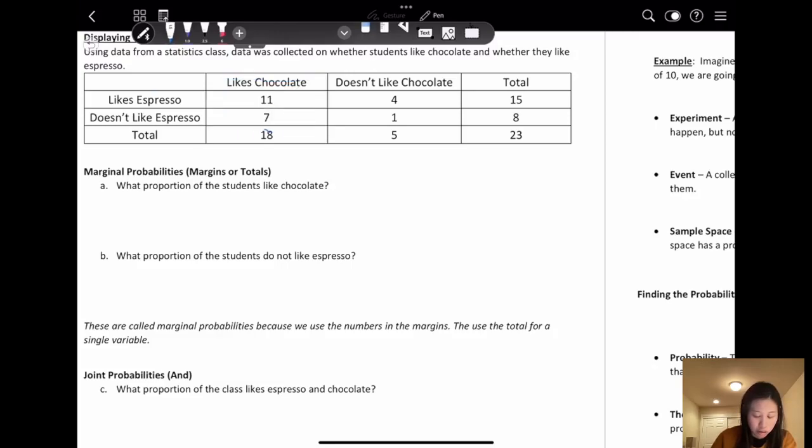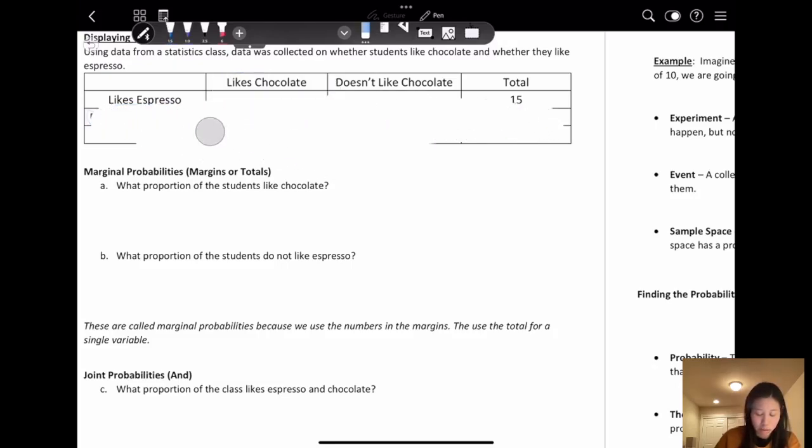So what does the total mean? Total means there are a total of 18 students who like chocolate. We don't care whether they like espresso or don't like espresso. So look at this 8. This part means there are a total of 8 students among the 23 who don't like espresso. Among these 8 students, 7 of them like chocolate, but 1 of them doesn't like chocolate. Okay, that's what the table means.